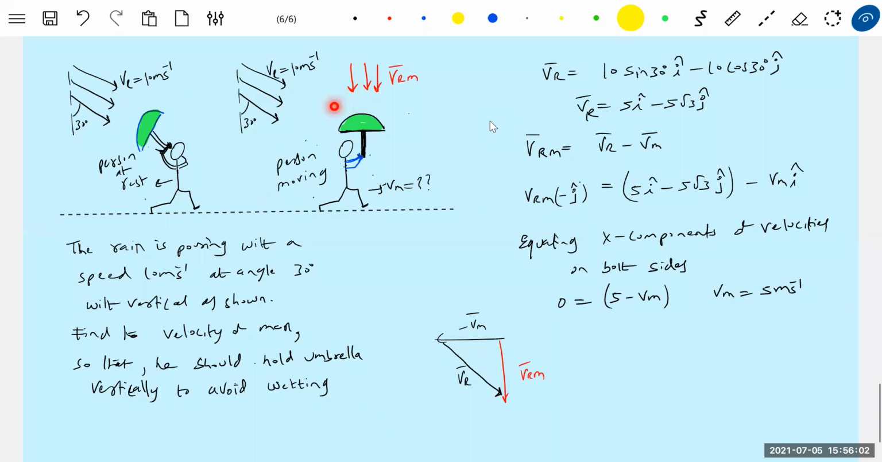I think this is something at least you have to digest. So these raindrops will come and strike him. If he's moving with 5 meter per second, the raindrops will appear vertical. So if you hold the umbrella like this, you'll be safe. You can try this when it is raining and you are moving on a bike. You can experiment with these things.